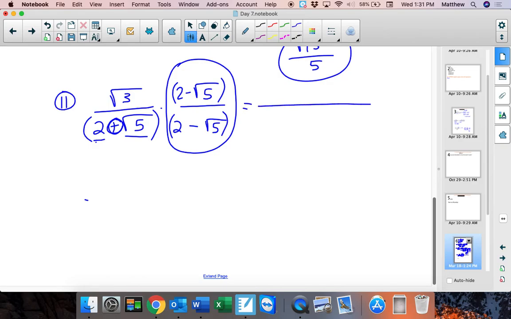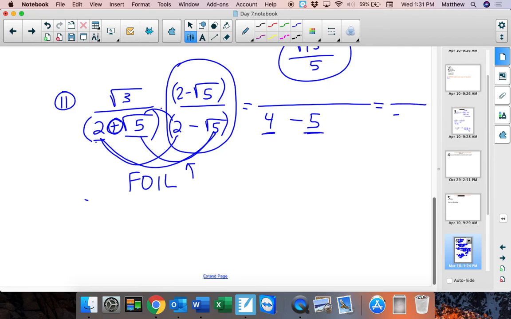My new denominator, remember the shortcut is my first term, 2 times 2 is 4, minus the product of my last term, root 5 times root 5 is 5. Because the outside minus 2 root 5 and the inside plus 2 root 5 will always cancel out. So when I FOIL this, I'm always going to get just the product of my first term and my last term. And that's negative 1. So 4 minus 5 is negative 1.